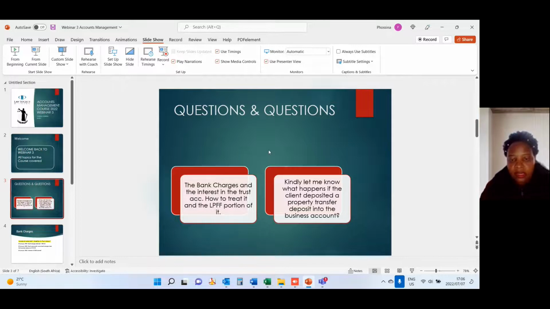Okay, so that is a crucial element of the trust account, because what will happen with the trust account is that the bank will always charge a fee for maintaining the trust account. So there is a monthly fee that they charge, that they've agreed with the LPFF. And this monthly fee actually applies even if there are no transactions.